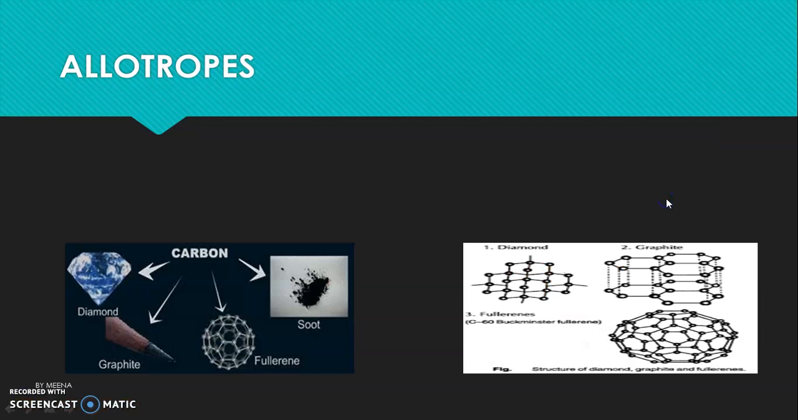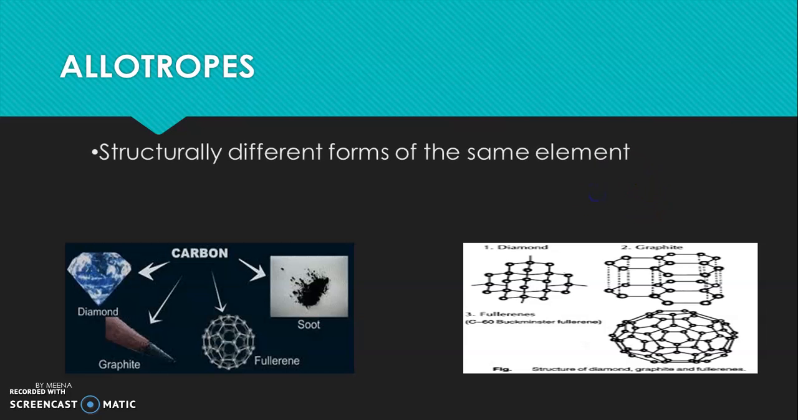Now let us move on to the next topic, that is allotropes. We know that there are many allotropic forms of carbon, out of which diamond is a famous one, and we use graphite, we use diamond. But both have the same elemental formula, that is carbon, but the structure is different and the properties are also different. Let us see more about allotropes.